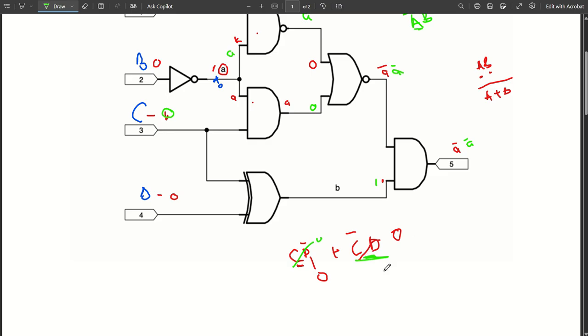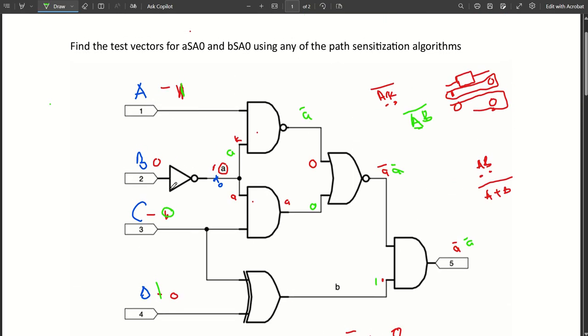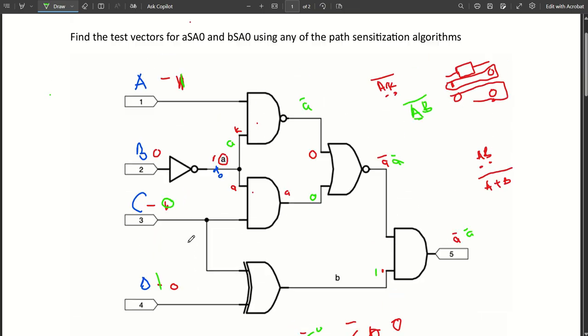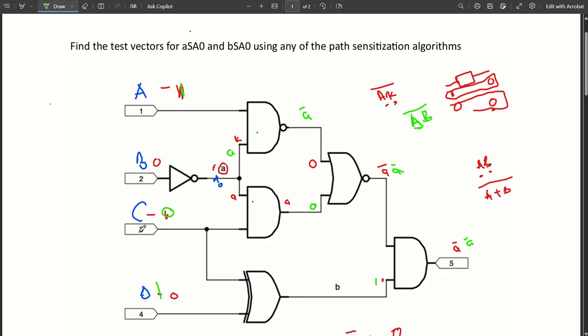So if C is 0, it means that D has to be what? Equal to 1. Okay. So you realize that the green one, the test vector would be 1, 0, 0, 1, whereas the red one, the test vector would be 1, 0, 1, 0, right? But because we couldn't really justify the first one, the test vector we use is 1, 0, 0, 1. That is for A stuck at 0. Okay, you understand?